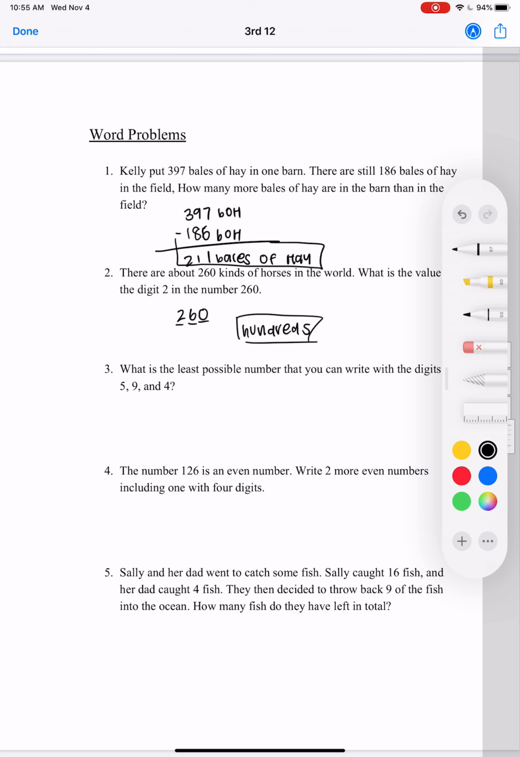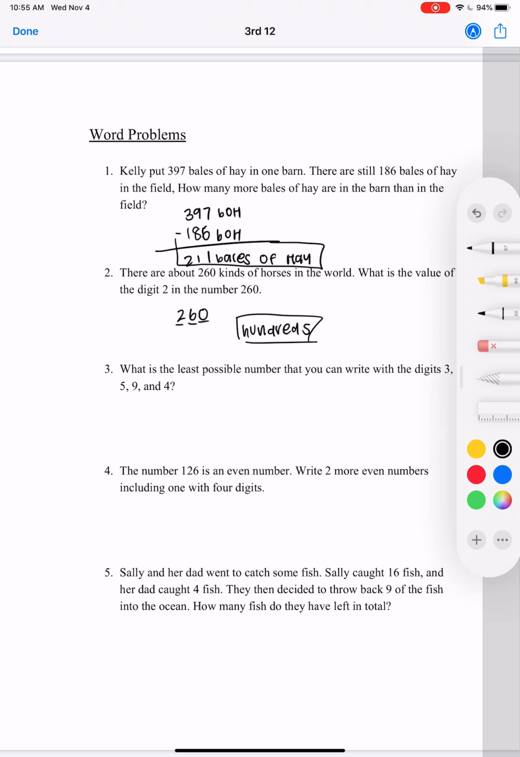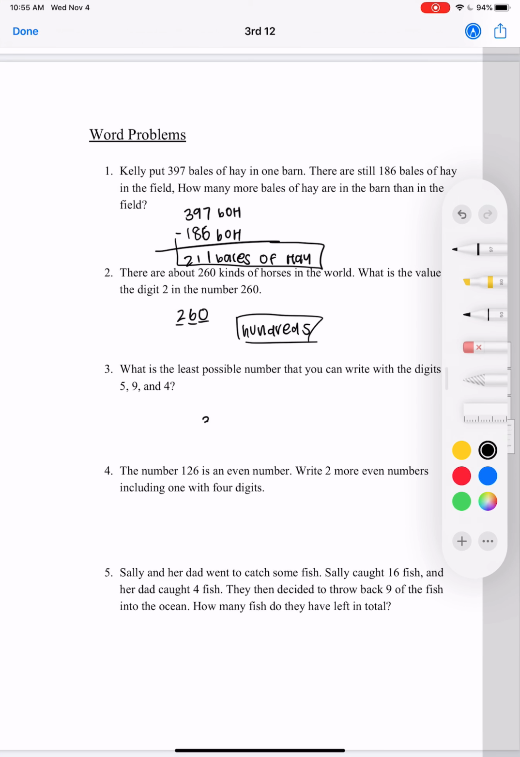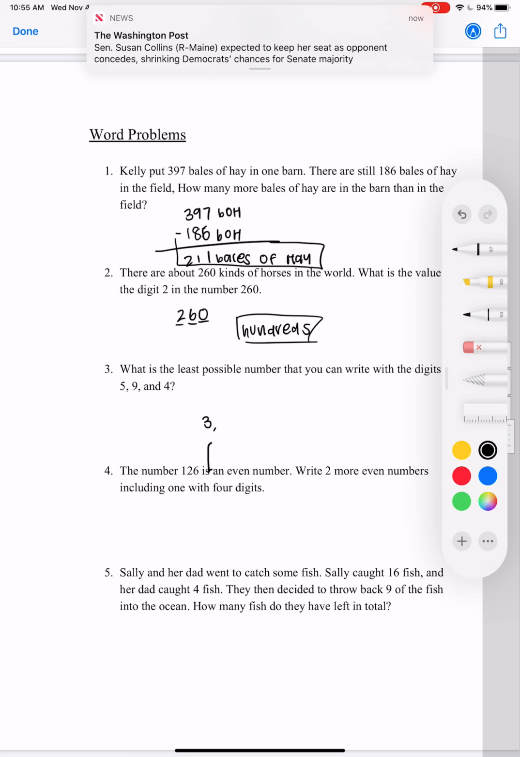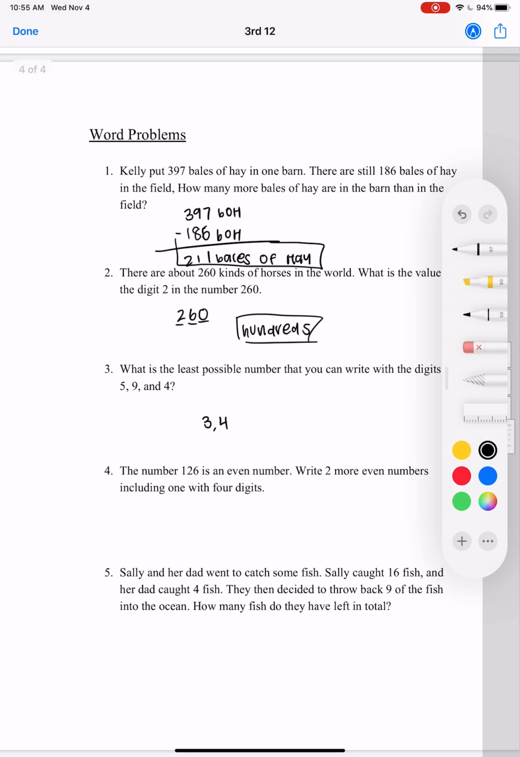Okay, what is the least possible number that you can write with the digits 3, 5, 9, and 4? When you want the least possible number, the numbers on the left have to be smaller than the numbers on the right. So the smallest number among these 4 numbers is 3, which means that the 3 should go in the thousands place. And the next smallest number is 4, which means it should go in the hundreds place. And the next smallest number is 5, so it goes in the tens, and then finally the 9 in the ones.